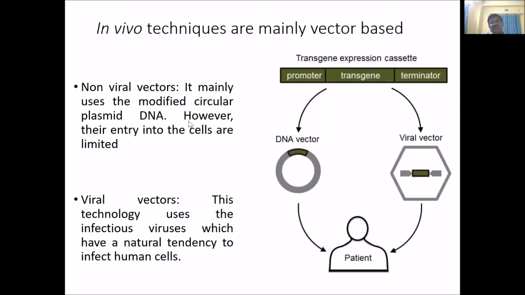So the basic thing of any vector, whether it is a viral vector or non-viral vector, is that a therapeutic gene must consist of these three things. One is the transgene, that means the modified therapeutic gene. Another is the promoter region for enhancing the transcription and translation of that gene. And then the terminator region that stops the protein synthesis. Together, we call these three the open reading frame, or the effective transgene expression cassette.